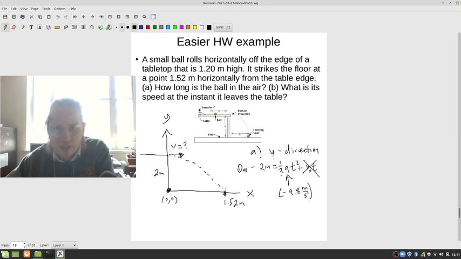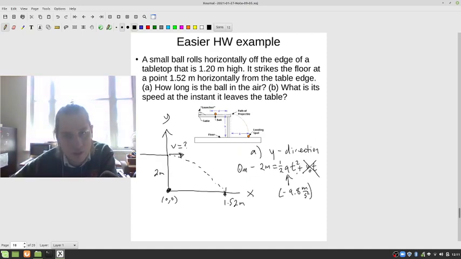All right, so notice that this is quite a friendly equation. I just have minus 1.2 equals 1/2 times minus 9.8 meters per second squared times t squared. Solve it for t. Divide over that stuff onto the other side and then take the square root and you're done.